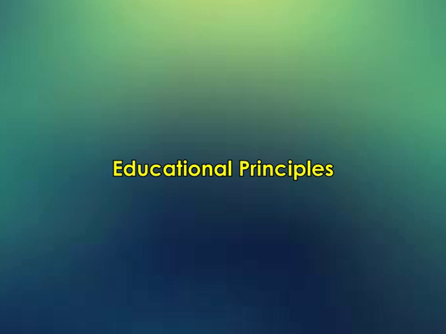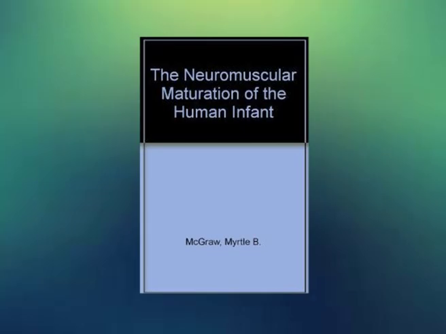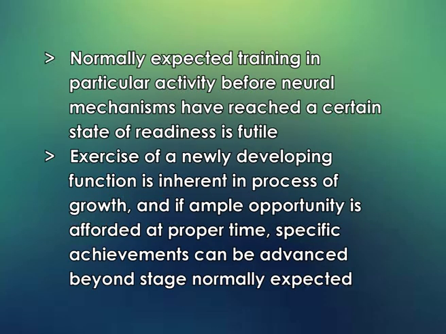Educational principles. McGraw, the author of the neuromuscular maturation of the human infant, presented a theoretical framework for infant maturation. On the basis of his research, he believed that certain educational principles flow either directly or indirectly from the generalizations. Number 1, normally expected training in a particular activity before the neural mechanisms have reached a certain state of readiness is futile.